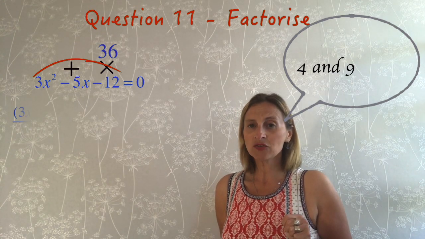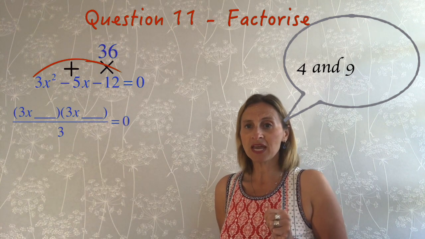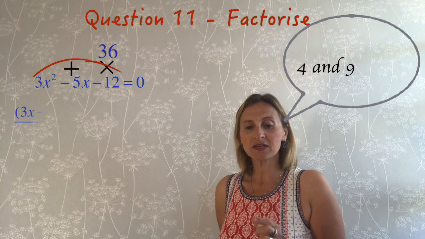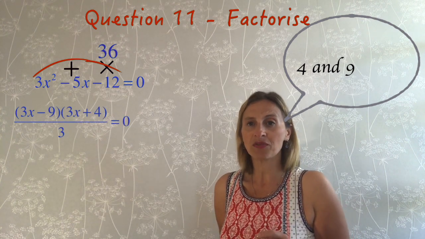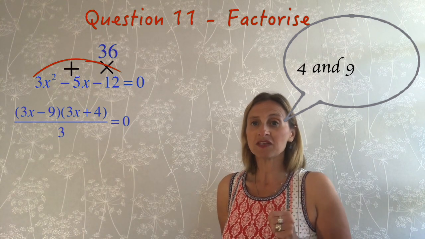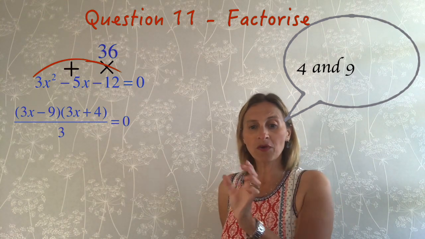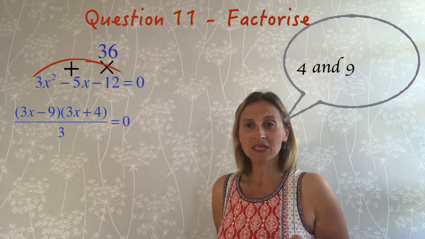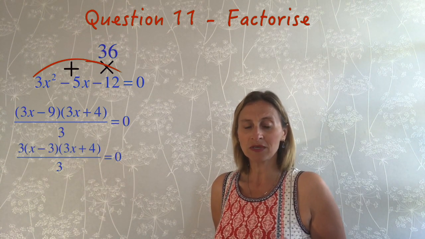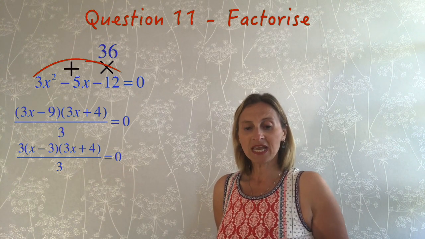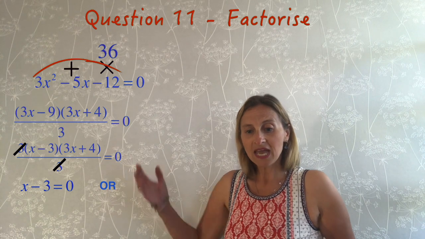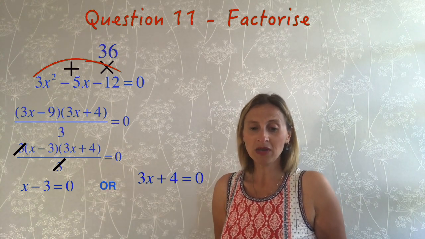So, do you remember how to do this? You've got 3x all over 3, and then you've got (3x - 9)(3x + 4) all over 3 equals 0. Now, you can't have a fraction when we're factorising, so we need to factorise out one or both of the brackets on the top so that the 3's cancel. 3(x - 3)(3x + 4) equals 0. The 3's cancel, and I'm left with x minus 3 can equal 0, or 3x plus 4 can equal 0, and then we solve them.